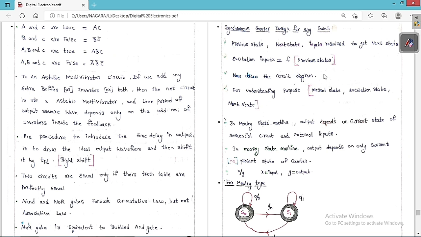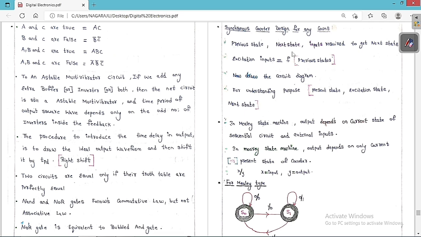Then you have to keep the excitation inputs to make the output. These excitation inputs are required to change the previous output to the next output. So what are these excitation inputs required to change the output from the previous state to the next state? You have to draw a table like this: previous state, inputs required to get the next state, and the next state. Now write the excitation inputs as a function of the previous states. Based on this, try to figure out the excitation inputs from the previous state to the next state.